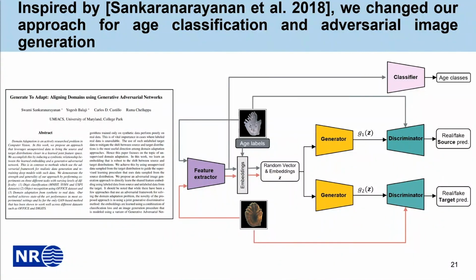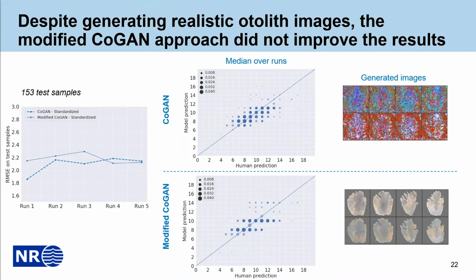So let's now look at some results. We decided here to focus on standardized images, and we compared the results from the Kogan we originally used and the modified version I just described. So as previously, we report the results on the target test dataset after training the model for 5 different runs using the same hyperparameters. When looking at the RMSE plot over here, we observe that the modified Kogan approach leads to very similar results compared to the original Kogan.